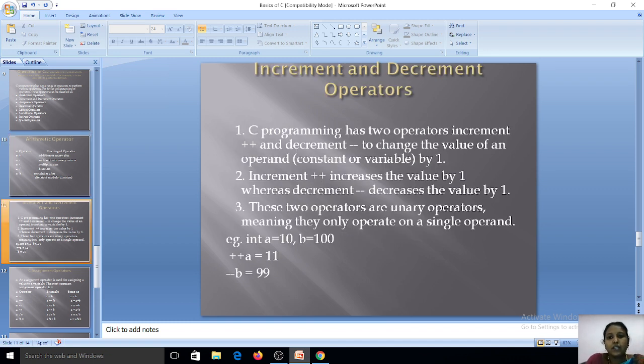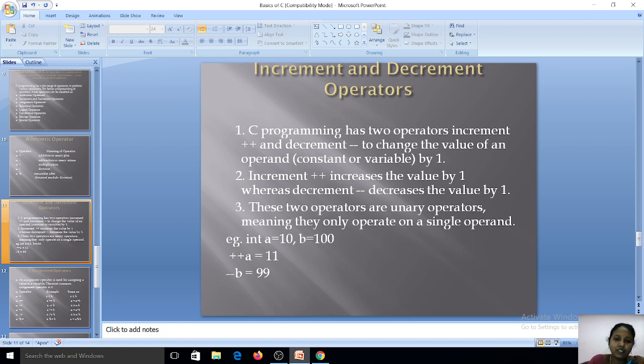Next we will see about the increment and decrement operators. C has two operators, increment and decrement, to change the value of an operand by 1. Increment means plus plus, and decrement means minus minus. An operator that increases the value by 1 is called the increment operator, and one that decreases the value by 1 is called the decrement operator. We will see some examples.